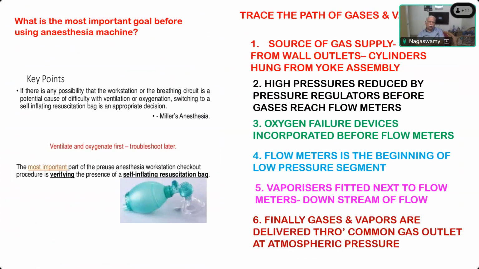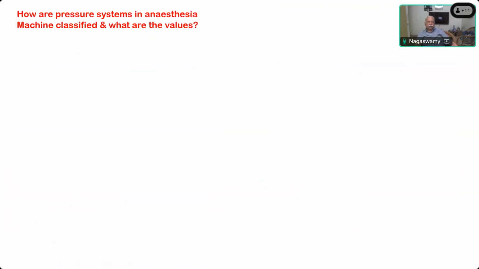So when the gases come out at the common gas outlet, some examiners may ask you what will be the pressure. It will be equal to atmospheric pressure. So from a very, very high pressure area, then there is an intermediate pressure, then there is a low pressure. And all these pressures at the earlier stages were higher than the atmospheric pressure, and that is why they are able to flow. And once they come up to the common gas outlet, at that level they become equal to atmospheric pressure. Okay.